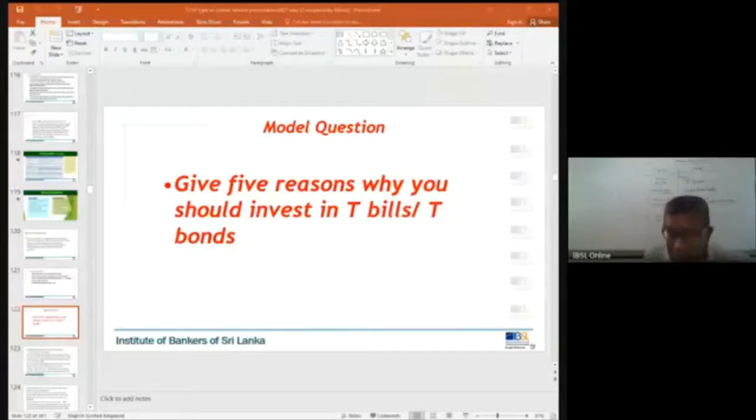Anytime we learn, we try to answer the question. Any questions coming on these two areas? So what are the things you can ask about treasury bills and treasury bonds? Why are investors preferred to buy treasury bills and treasury bonds? What are the differences between these two? What are the characteristics? Those are the simple things. I think you now got a clear idea about treasury bills and treasury bonds.